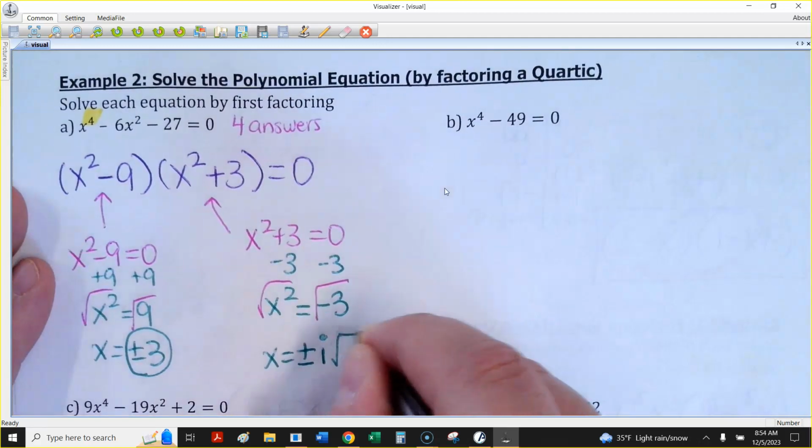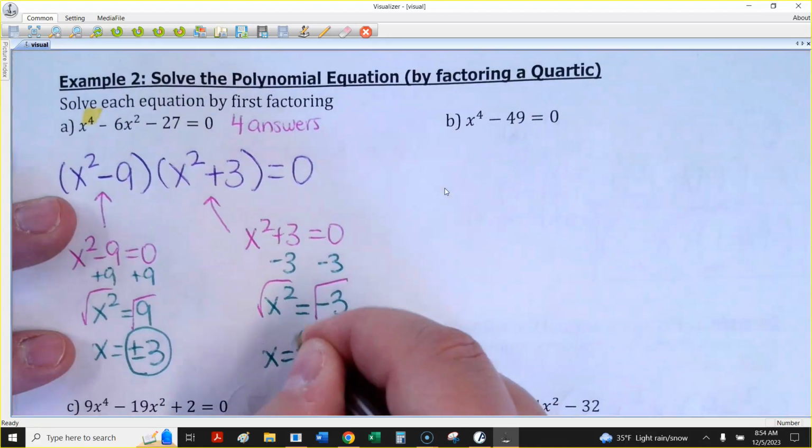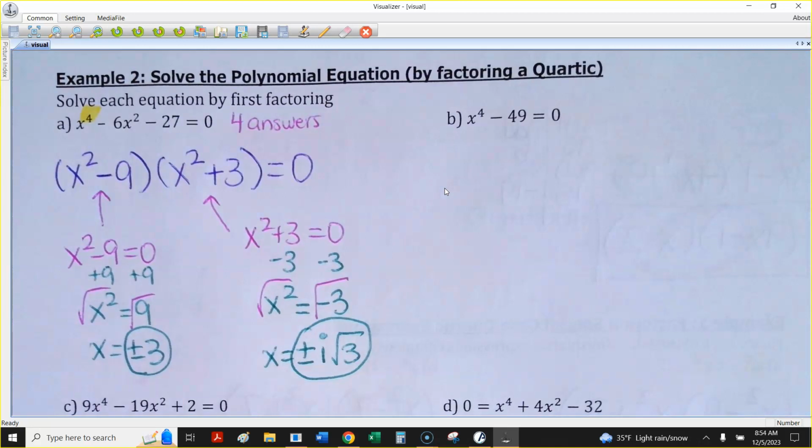So I have a 3 still under the square root there, because 3 is not a perfect square or anything, it doesn't break down. But we're just going to pull an i out in front so we don't have that negative under the square root. So these are my other 2 answers here. Plus and minus gives me 2 answers. They're just imaginary, so we wouldn't be able to see those on a graph. Does anybody have a question?